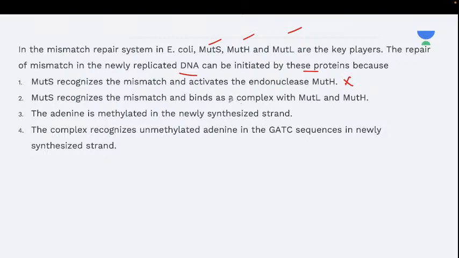MutS recognizes the mismatch and binds as a complex with MutL. This is also not the reason. The adenine is methylated in the newly synthesized strand. No. So there will be a hemimethylated strand. So when the new DNA is synthesized, there will be SeqA protein which will prevent methylation. So due to that hemimethylation condition, the repair system can distinguish between the newly synthesized strand and the old strand, right? The parent strand, we can say. So the option 4, the complex recognizes unmethylated adenine in the GATC sequence in the newly synthesized strand.